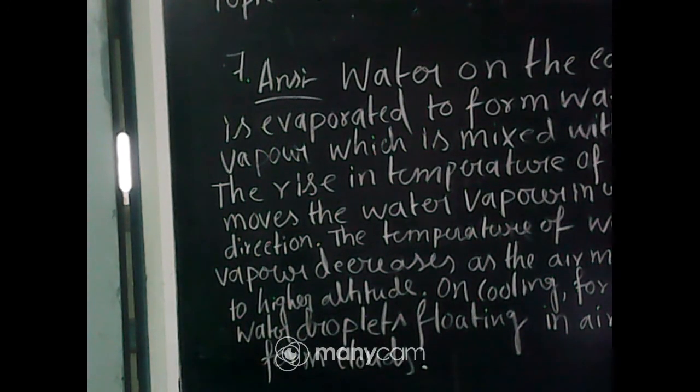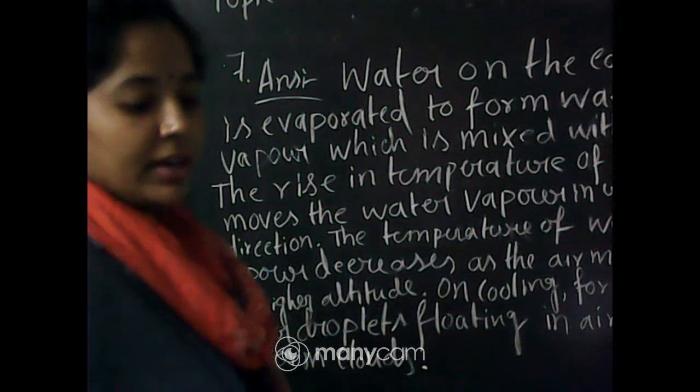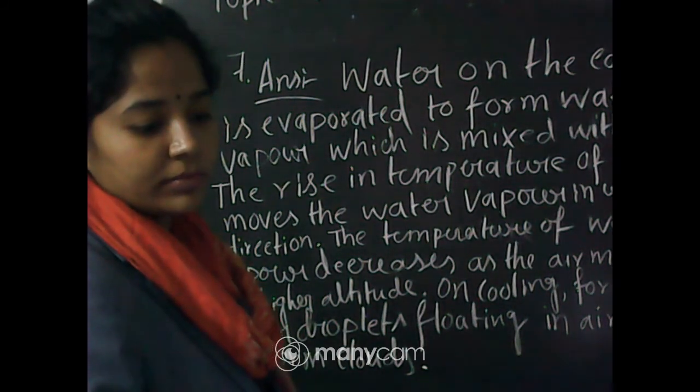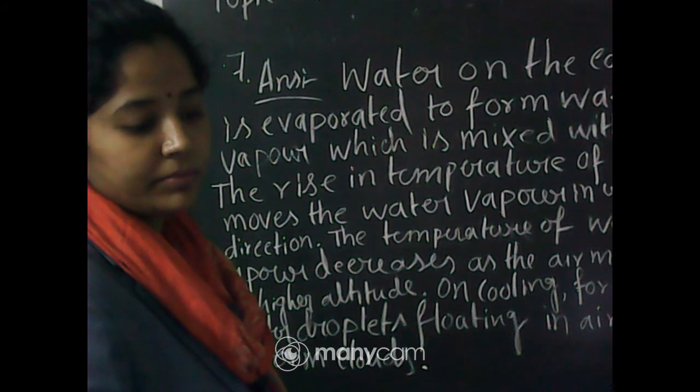Water on the earth is evaporated to form water vapor, which is mixed with the air, and the rise of temperature of air moves the water vapor in upward direction, and the temperature of water vapor decreases as the air moves to higher altitude. On cooling, it forms water droplets floating in the air and forms cloud. Everyone understood this point? Anyone having any problem?